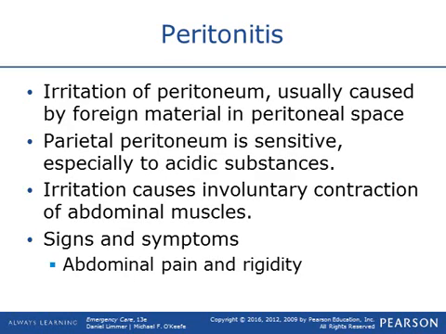Peritonitis, no medical terminology, itis meaning inflammation or irritation of. So that's just the irritation of the peritoneum space, generally caused by some kind of foreign material in that space, some kind of acidic stuff going in there, whatever it may be. That space is very sensitive, especially to some type of an acidic substance. That irritation can cause involuntary contraction of abdominal muscles, so abdominal pain and rigidity. A lot of times in hospitals, if a person has abdominal pain that they can't exactly figure out what it is, this is the diagnosis that they get.